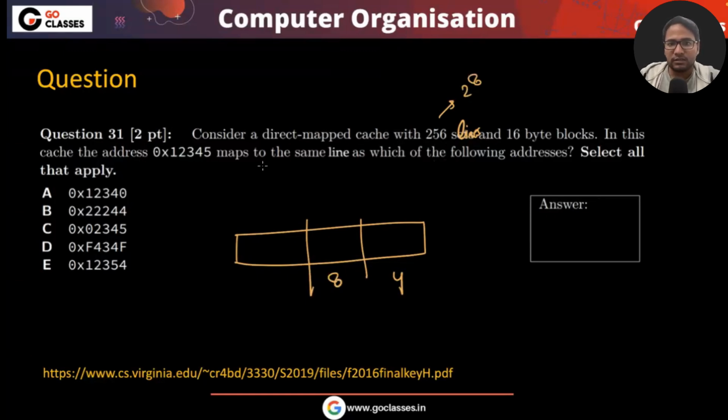In this address, this particular 0x12, which is in hexadecimal, maps to the same line as which of the following addresses. So what is the line number of this? What is the line number? You assume that memory is of 20 bits, okay?